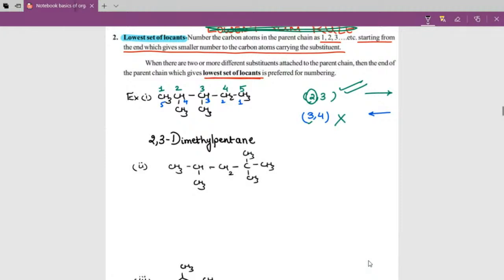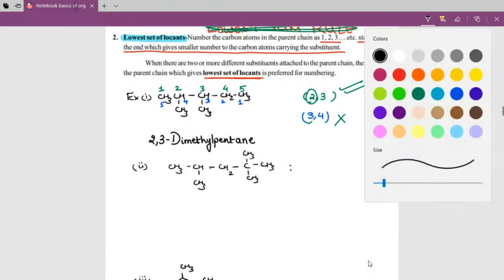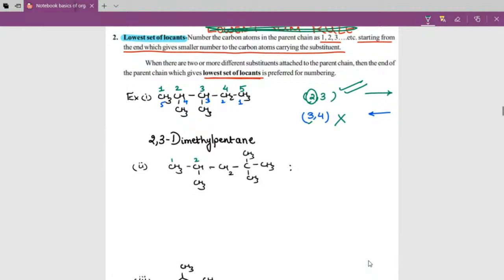Okay, repeating the same practice here. What are my possible sets? Let me first get that. 1, 2, 3, 4, 5. So if I go this way with green, I am having 2, 4, 4. Why two 4s? Because I have 2 methyls over there. Okay. Moving to blue, I have 1, 2, 3, 4, 5. So blue is giving me 2, 2, 4.